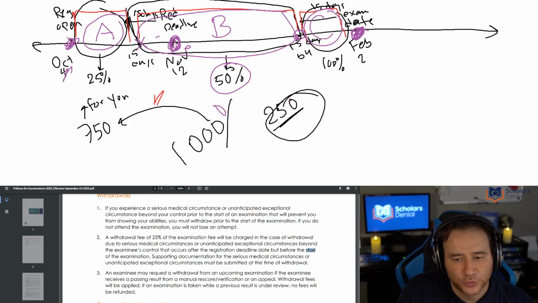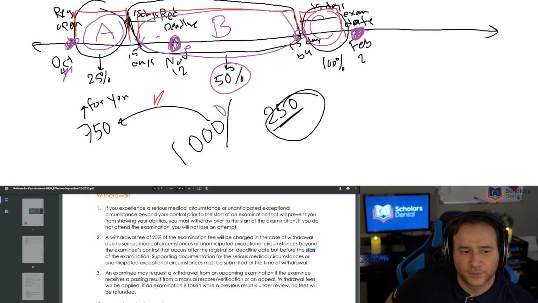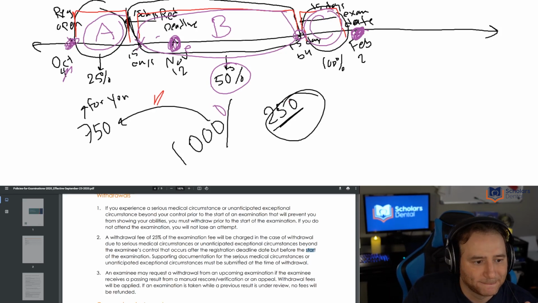So that means if you try to say, hey, I have a medical problem after the start of the examination, maybe they'll still charge 100%. Okay, supporting documents for serious medical or unanticipated circumstances must be submitted at the time of withdrawal. So you have to submit it in the form.